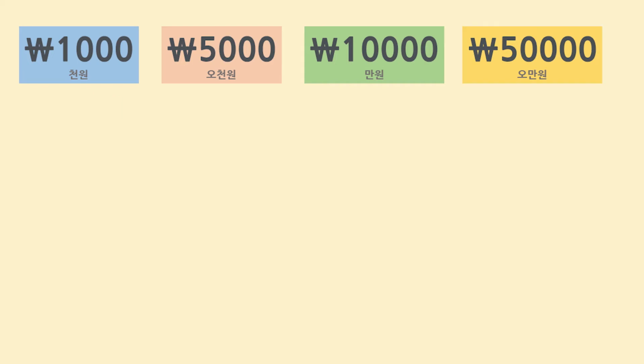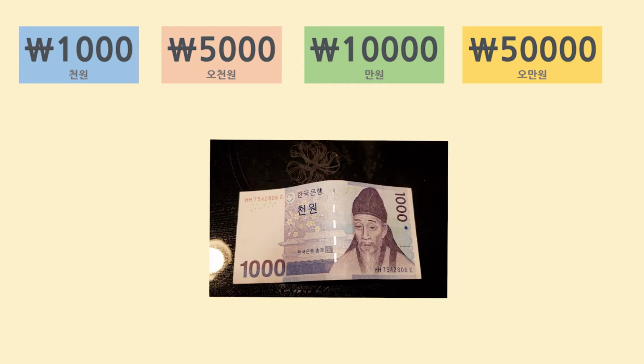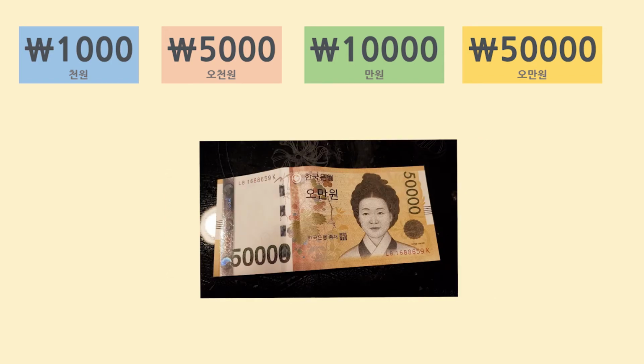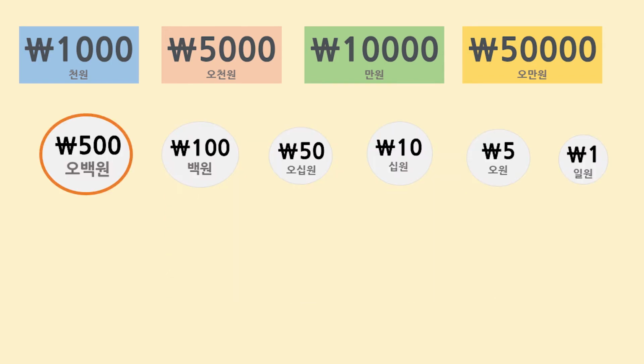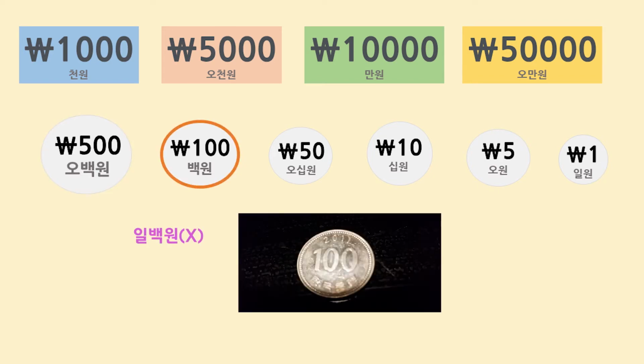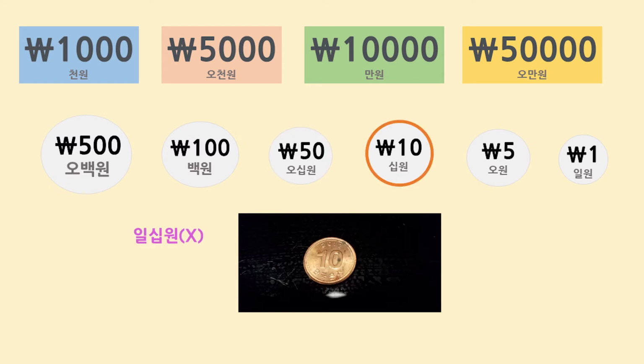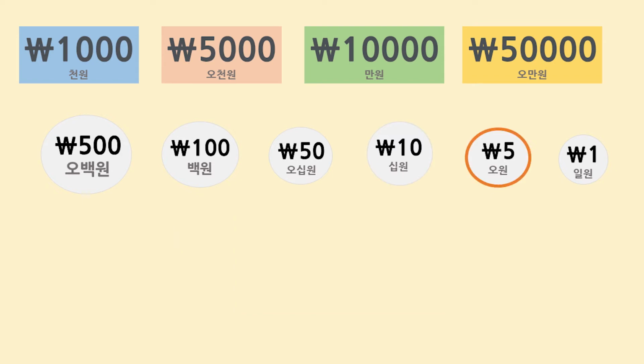And I just wanted to show you how it looks like. So here are some examples of the notes. This is 1,000won and this is 10,000won. I don't have 5,000won right now, but I have 50,000won. And then moving down to here, we have 500won. 100won. 50won. 10won. 5won. 1won. Under 100won is mostly used for change and you cannot actually buy products with them.